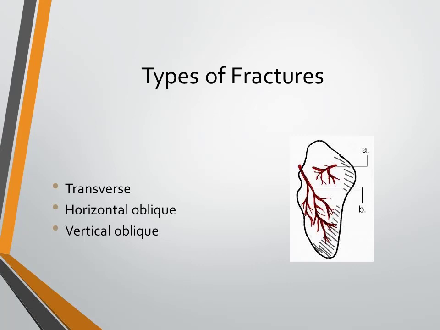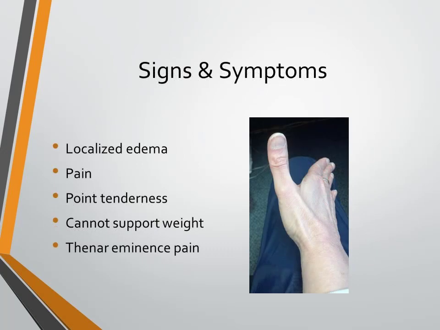The spot where the fracture occurs is very important because you can notice from this picture where the blood vessels are located. And if there is a fracture in a spot where blood supply is low, we can end up with a necrosis.